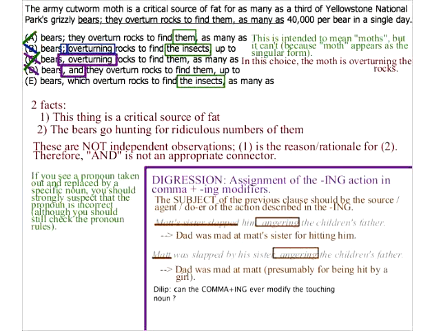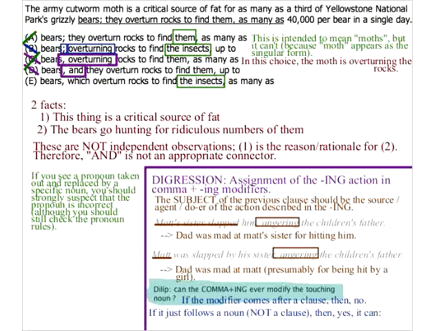There's the question. The answer is if it follows a clause, then no. But if it just follows a noun and doesn't follow a clause, then yes. So if the modifier actually comes after a clause, then no. But if it just follows a noun and doesn't follow a clause, then yes, it can. And here's an example of that.